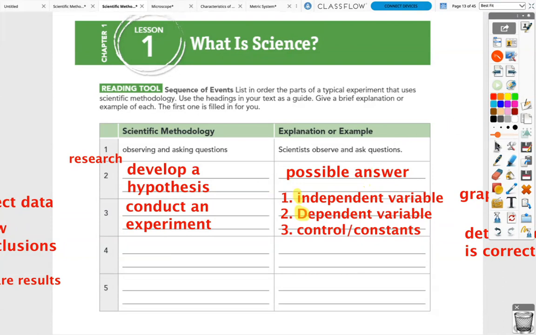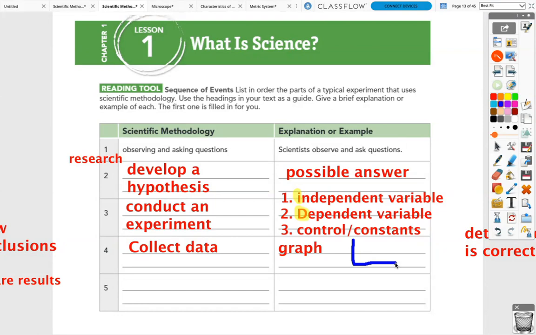So once you've set up your experiment, you have only one independent variable, and then you collect your data with everything else in the experiment remaining constant. You're going to collect that data. You're probably going to put it in some sort of graph. We will get to graphing soon, but I'm just going to draw a little graph right here for you.